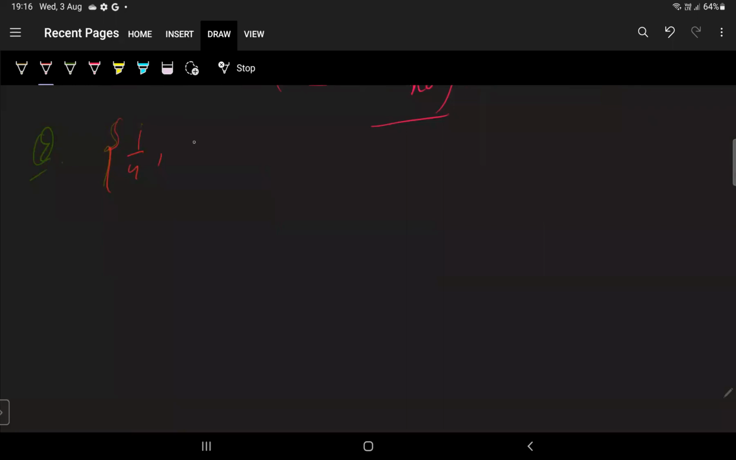1 by 4, 1 by 8, 1 by 16, 1 by 32, 1 by 64. Now it's similar to the previous problem. Just try to get the pattern. You can already see the pattern, right? 4, 8, 16, 64. Just do it.